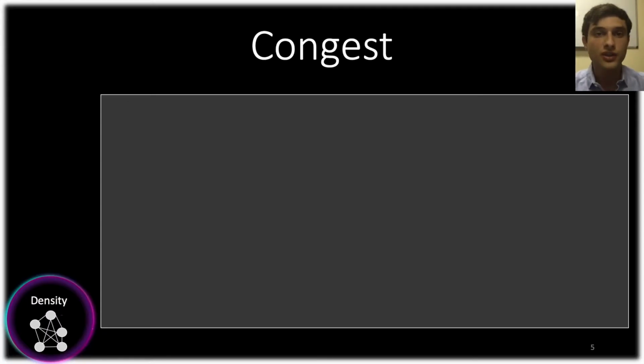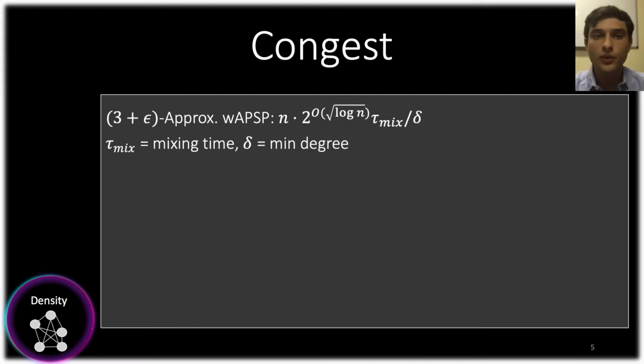The results we show in Congest are density oriented. This means that the more dense the input graph, the faster the result. We begin with showing an approximation for weighted all-pair shortest path. That means that we want an approximation for every single node to know the distances to every other node in the graph. Our solution runs in roughly linear rounds times the mixing time divided by the minimum degree of the graph.